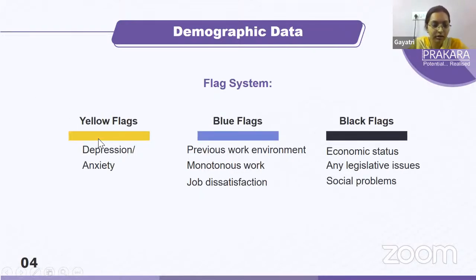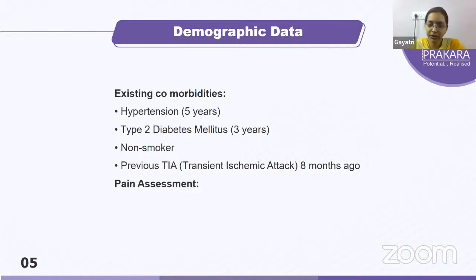After that, Thomas' existing comorbidities were hypertension. Thomas has been hypertensive for 5 years and has had type 2 diabetes for 3 years. He's a non-smoker, but as I told you, 8 months ago he had a transient ischemic attack. But he was cured immediately because of the thrombolytic therapy and the TPA injection.